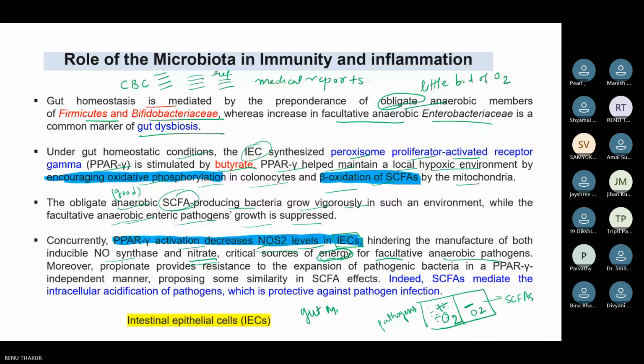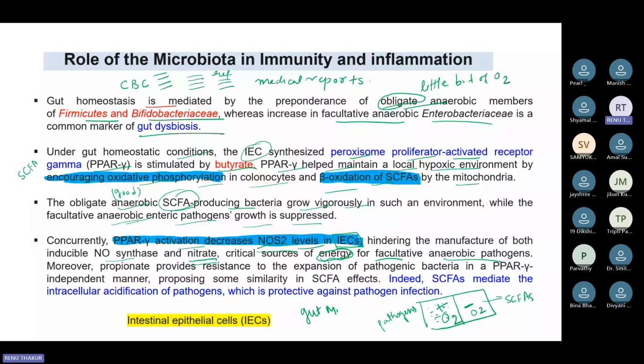Then it will synthesize the peroxisome proliferator activated receptor gamma, the PPAR gamma, which is very much important. So this PPAR gamma is a nuclear receptor that will act as a transcription factor. So it will play a key role in the regulation of the gene expression related to energy metabolism, cell differentiation, and also the inflammatory responses.